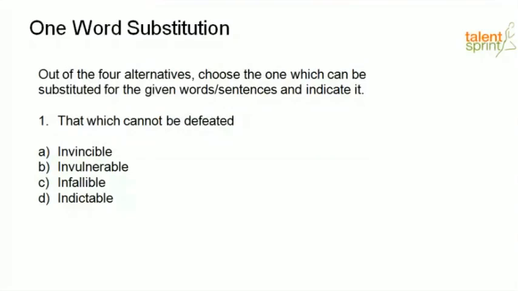So let's get started. This is the typical question pattern, right? Out of the four alternatives, choose the one which can be substituted for the given words, sentences, and indicate it. So the first one that we have in front of us is that which cannot be defeated. So that's the phrase or the sentence, right? It's a phrase rather. And we have four options: invincible, invulnerable, infallible, and indictable.